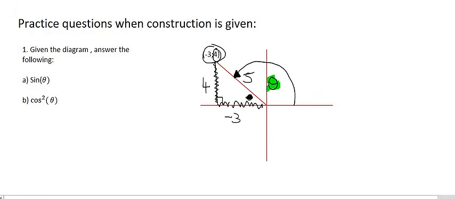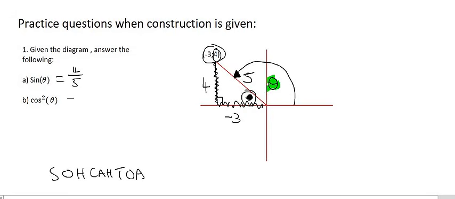Okay? So the first question says, work out the sin of theta. Remember, if we use SOHCAHTOA, sin is opposite over hypotenuse. The opposite is 4, and the hypotenuse is 5. Always based on that angle over there.